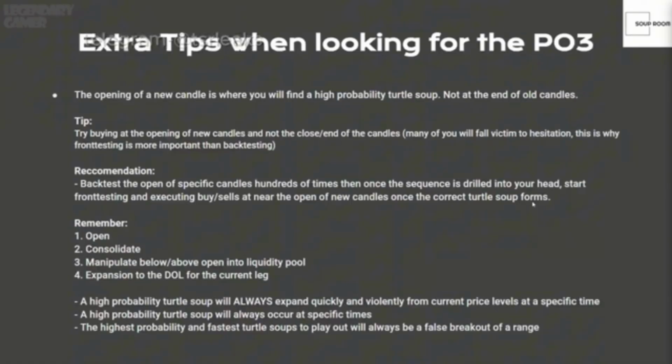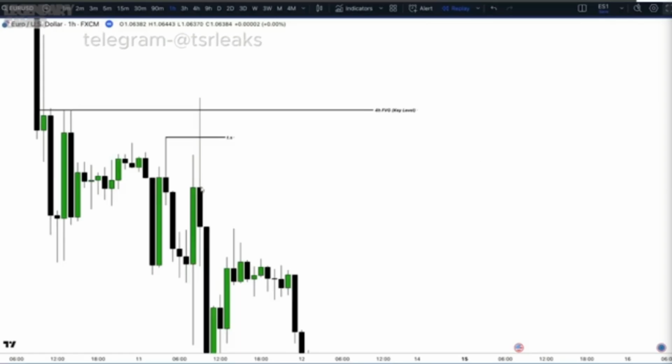So some extra tips when looking for the power of 3. The opening of a new candle is where you will find a high probability turtle soup, not at the end of an old candle. Now, why am I emphasizing this? Price will open, manipulate higher when bearish, expand lower. You will not catch the manipulation or the turtle soup if you are entering at the end of the 1-hour candle, meaning if you are entering at 10:50, you are likely to catch a loss.